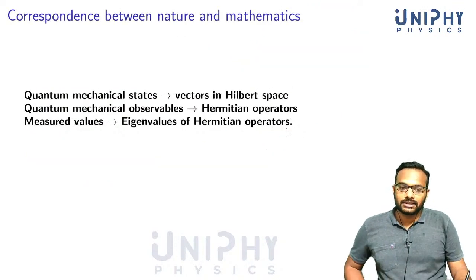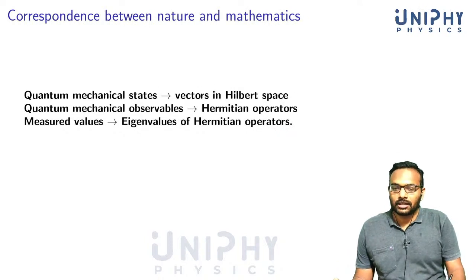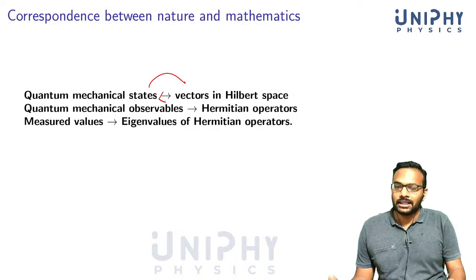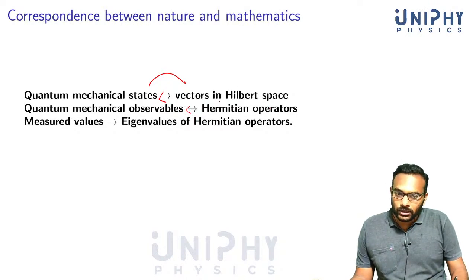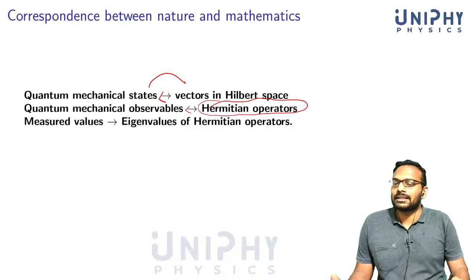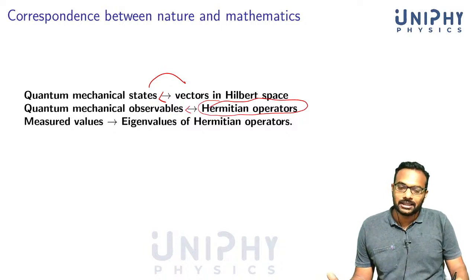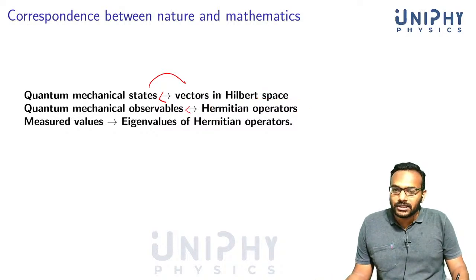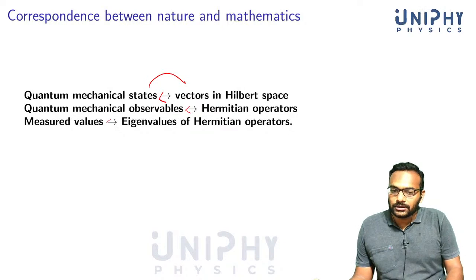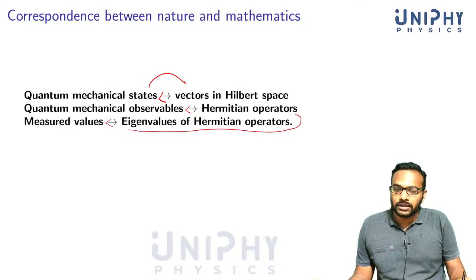So now we make this correspondence a bit more concrete. Earlier we said that quantum mechanical states are vectors in Hilbert space. We'll put a double-headed arrow. Corresponding to every quantum mechanical state, you will have a vector in Hilbert space. Corresponding to every quantum mechanical observable, you have an operator, but not all kinds of operators, specifically a Hermitian operator. Earlier I said that observables are represented by operators. I'll make it a bit more clear: observables are represented by Hermitian operators, and measured values correspond to eigenvalues of the Hermitian operator.